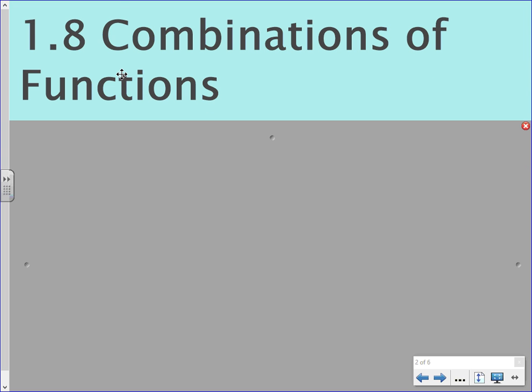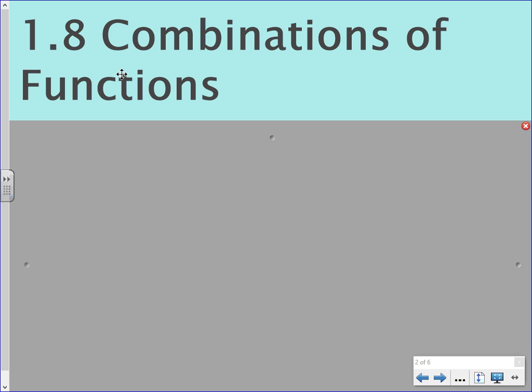All right, today is going to be a nice short lesson. Okay, the combination of functions. This is another one of those topics where you know how to do the 5 combinations of functions that we're going to discuss. We're going to go a step further and talk about domain every single time.